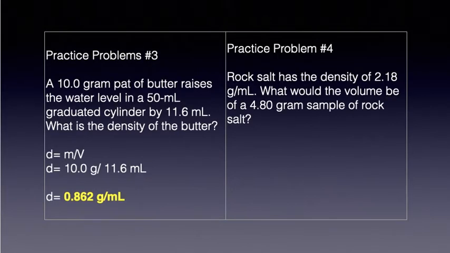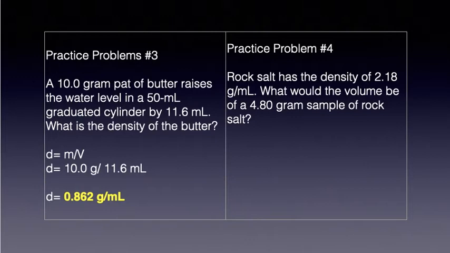Right, you probably wrote D equals M over V. Density is 10 grams divided by the 11.6 milliliters, and we see that our density is 0.862 grams per milliliter. If you didn't get that right, go ahead and put the tape back and try it again. And just practice these problems until you understand them. Let's look at practice problem number 4.